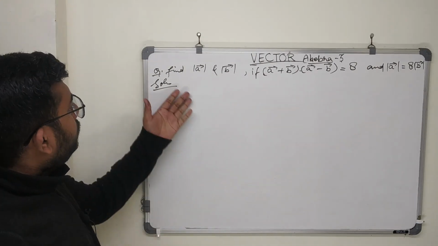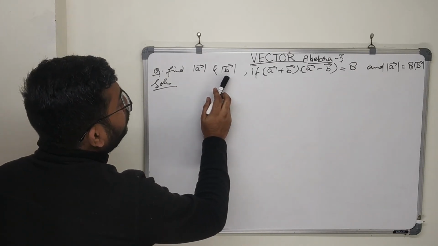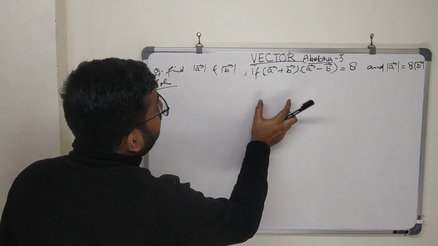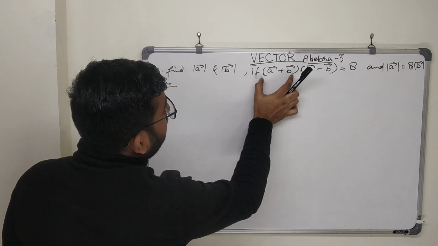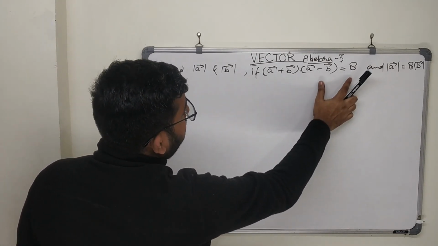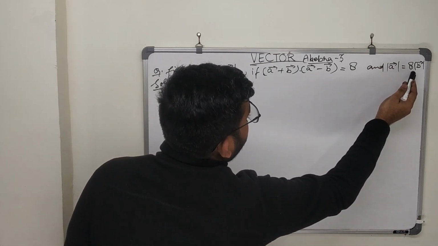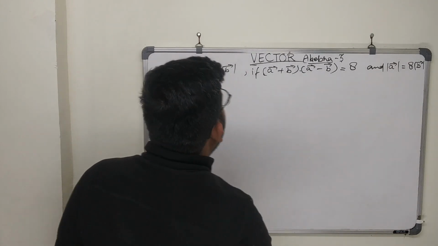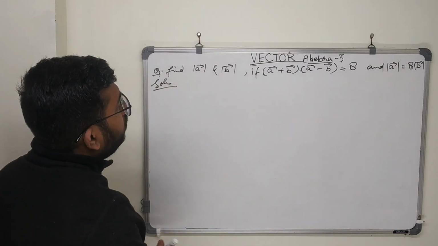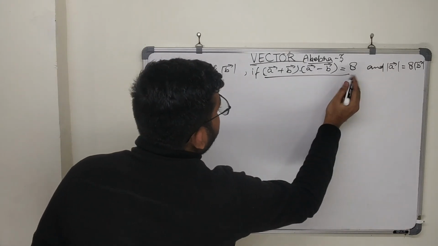So now the next question is, find the magnitude of a vector and the magnitude of b vector, given that the dot product of a vector plus b vector and a vector minus b vector is 8 and the magnitude of a vector is equal to 8 times the magnitude of b vector. तो इस क्वेश्चन को सॉल्व करेंगे, इसकी हेल्प से सॉल्व करेंगे इस क्वेश्चन को.